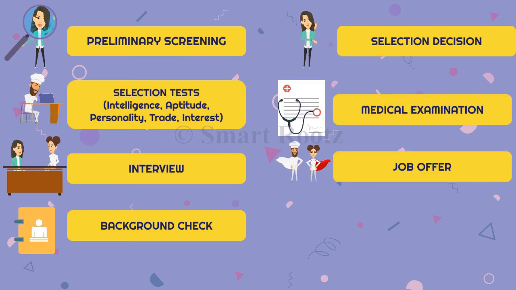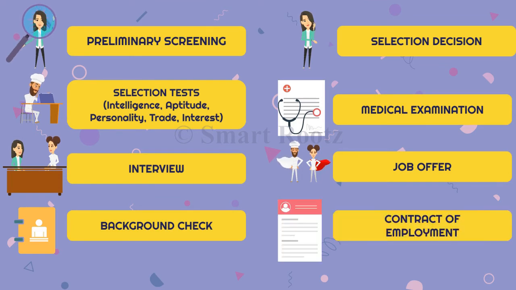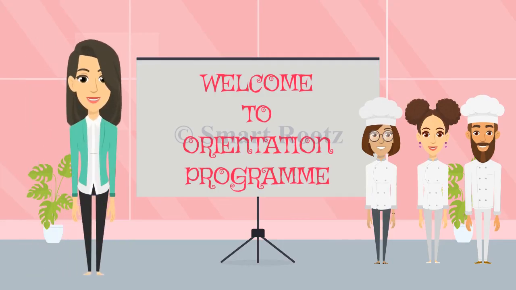As the last step, contract of employment, providing basic information about the job, duties, responsibilities, payment, allowances, termination will be prepared and attested by the candidate. After the final selection is done and the contract of employment is signed, the employee will join the job and he will be given a brief presentation about the company and will be introduced to his superiors, subordinates and colleagues.